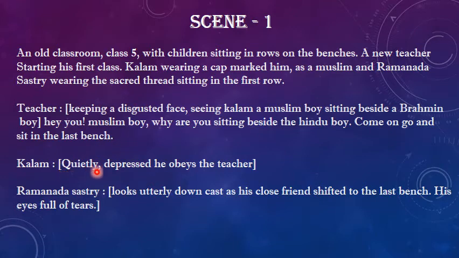Kalam, quietly depressed, obeys the teacher. So Kalam, because he's a teacher, he can't stand, he was a kid moreover. So quietly Kalam sadly went and sat on the back bench. Ramanatha Shastri looks utterly downcast as his close friend shifted to the last bench, his eyes full of tears. So both of the children didn't talk, but they both were depressed and very sad, because they were best friends, and the teacher asked Kalam to go and sit in the back bench. This left a very sad impression on Kalam.